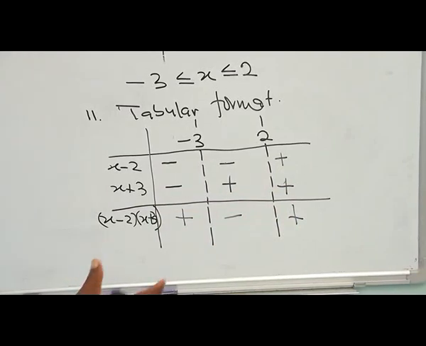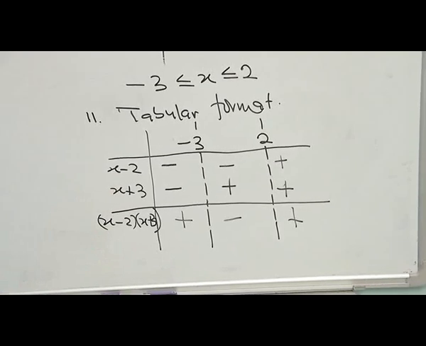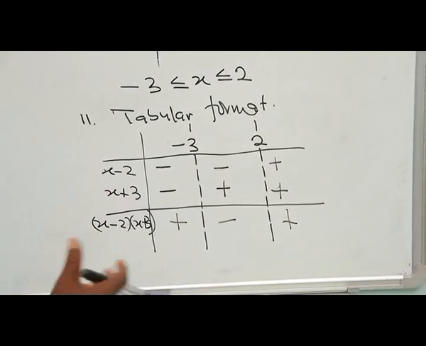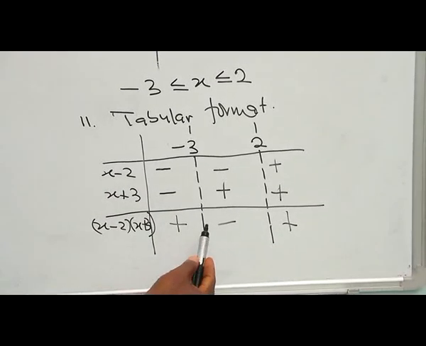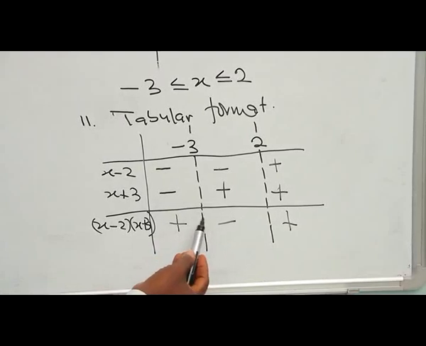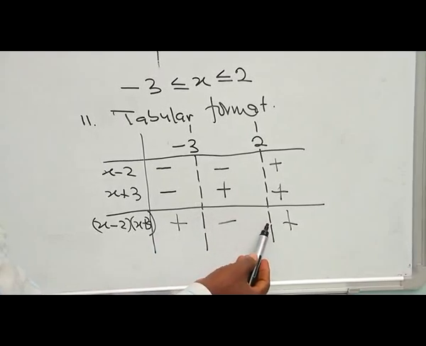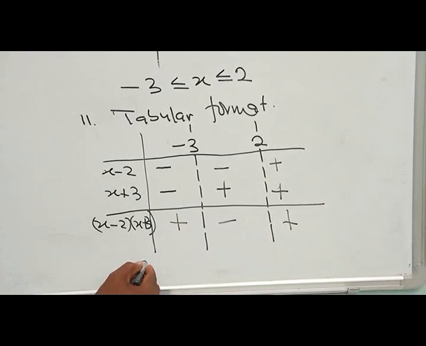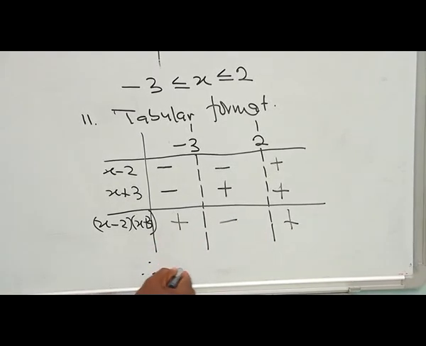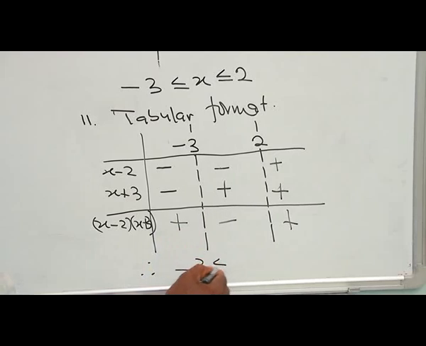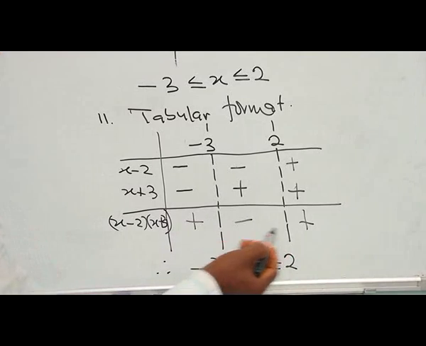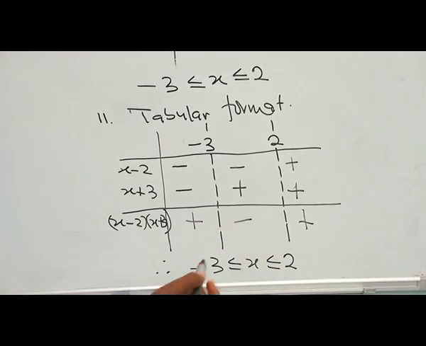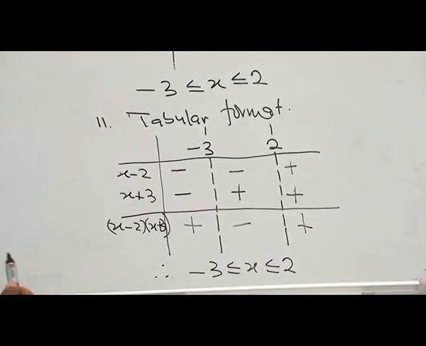Now, referring to the question, they are interested in where the left hand side is less than or equal to 0. Less than 0 means when it is negative. And if you look at your chart, it is negative between minus 3 and 2. So your answer is minus 3 less than or equal to s, s less than or equal to 2, the region where it is negative. And that's exactly what they are asking for.